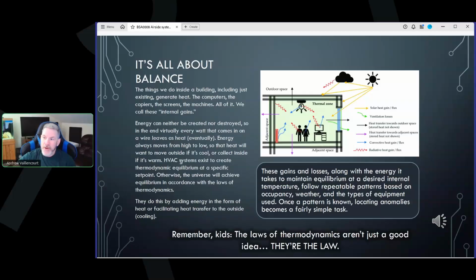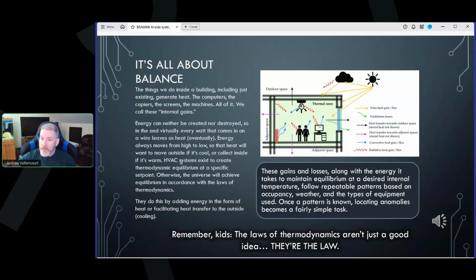Energy can be neither created nor destroyed. This is a law of the universe. You cannot break it. Do not break this law. You cannot break this law without breaking the universe. Please don't break the universe. We have no spares. Okay?